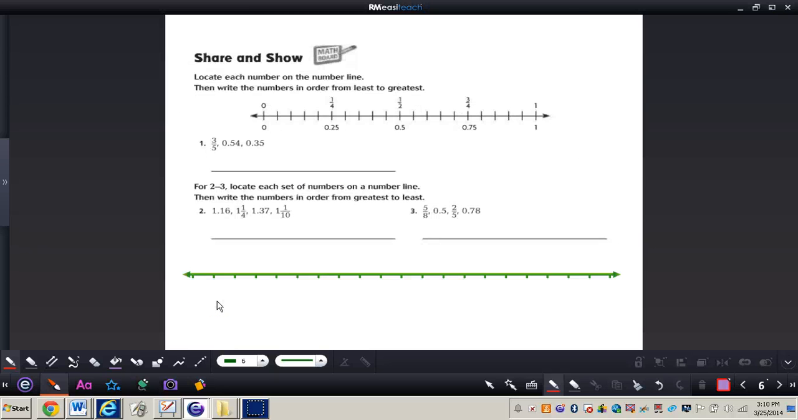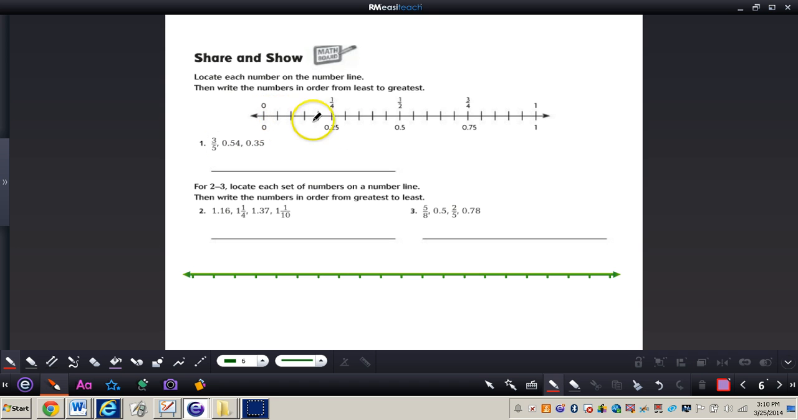Okay, now let's do this first one together here. It says locate each number on the number line, then write the numbers in order from least to greatest. So it is important to make sure that we know what we're doing. We're writing these numbers from least to greatest. So already my number lines are labeled with the benchmark fractions. Now we need to find 3/5.